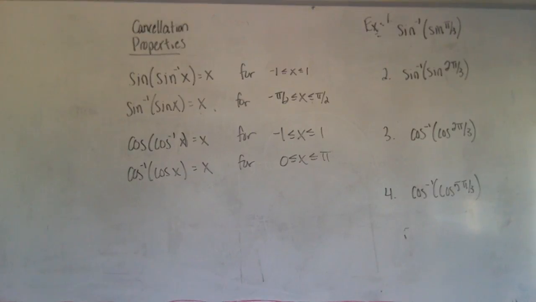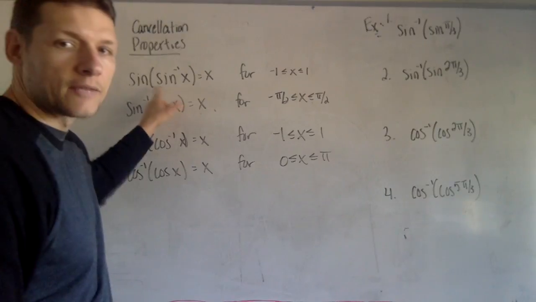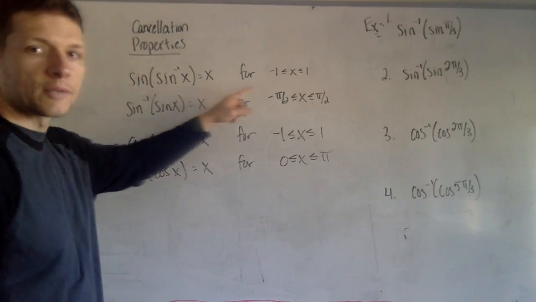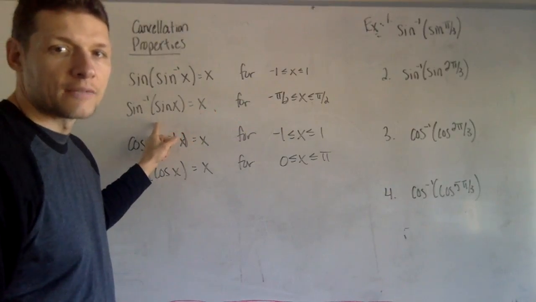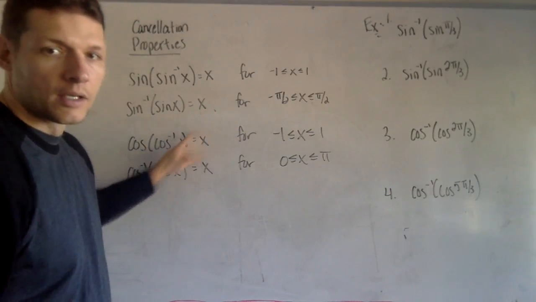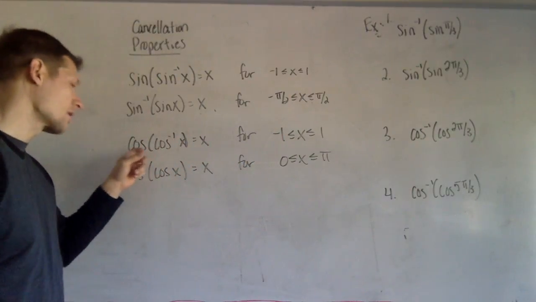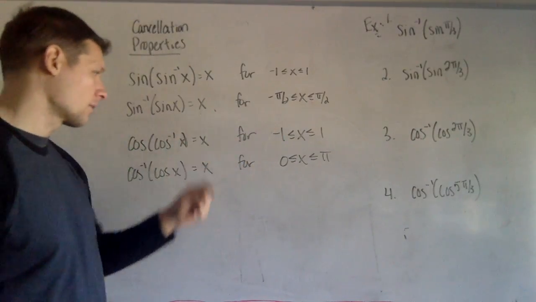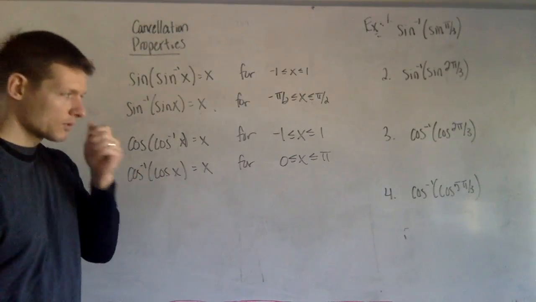Okay, so let's take a look at some cancellation properties. Here I have sine of sine inverse of x just equals x. That's only when negative 1 is less than or equal to x, less than or equal to 1. I have sine inverse of sine of x equals x for x between negative pi over 2 and pi over 2. Cosine of cosine inverse of x equals x between negative 1 and 1. And cosine inverse of cosine of x equals x for x from 0 to pi.